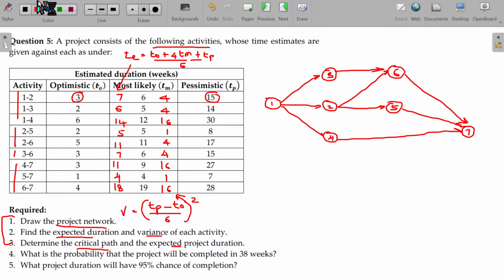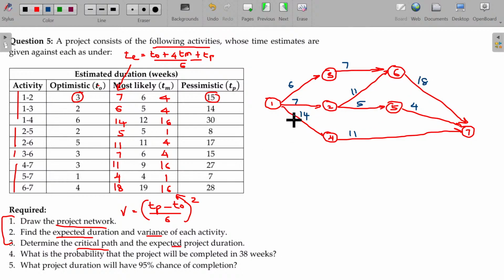Now I am going to plot the time for each and every activity. After the calculation of TE, time estimate, I have to plot here. 1 to 2, the time being 7. Here 1 to 3, 6, 1 to 4, 14. And 2 to 5, 5, 2 to 6, 11, 3 to 6, 7, 4 to 7, 11, and 5 to 7, 4, 6 to 7, 18.